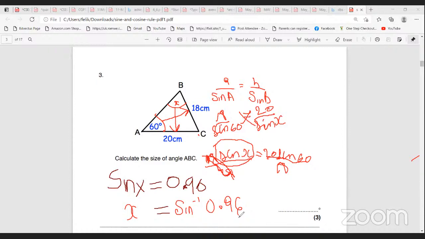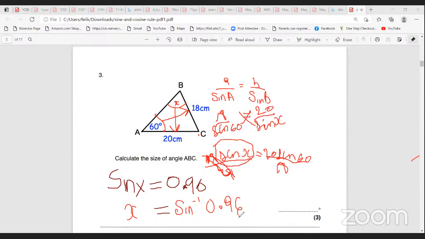What's the answer? On your calculator, you're supposed to be pressing shift sine 0.96. That's how you get the sine inverse. If it was cos inverse, shift cos, that's how you get the cos inverse. When you won't see shift on your calculator, you'll see second. You press that.